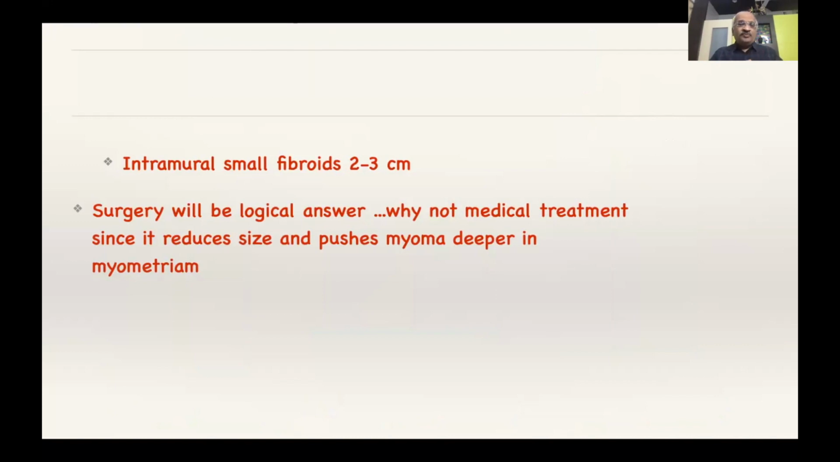Now let's say you have small fibroids, smaller than 2-3 centimeters. After knowing all these data, we will say, well, surgery appears to be a logical answer. But why not medical treatment? Because medical treatment reduces the size and pushes the myoma deeper into the myometrium, and probably it will go away from the endometrium and improve the implantation potential.